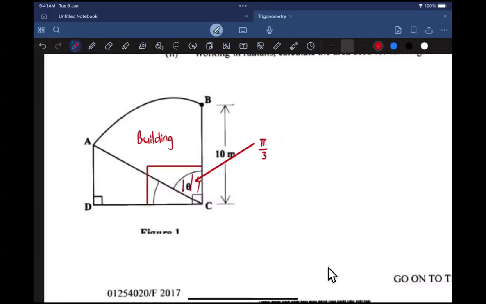Let me show you in terms of degrees first. You can understand it then. Pi over 3 is how many degrees? 60. And the whole angle is 90 degrees. So how many degrees is this one? 30.